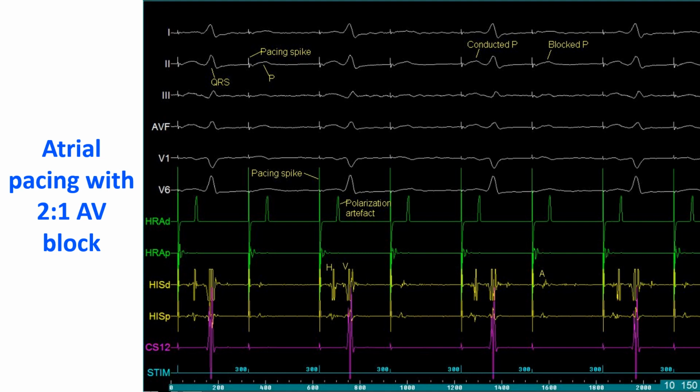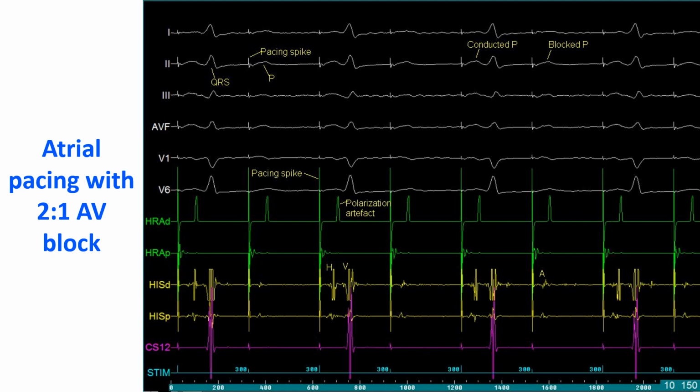HISD, distal His-bundle electrode, shows a good triphasic His-bundle potential H and a ventricular signal which is of lower amplitude than in the CS12 distal pair of coronary sinus electrodes. The CS12 channel in this case shows a small pacing signal and a high amplitude ventricular signal. The electrodes in the coronary sinus are usually numbered from distal to proximal, CS12 to CS910 in case of decapolar electrode.